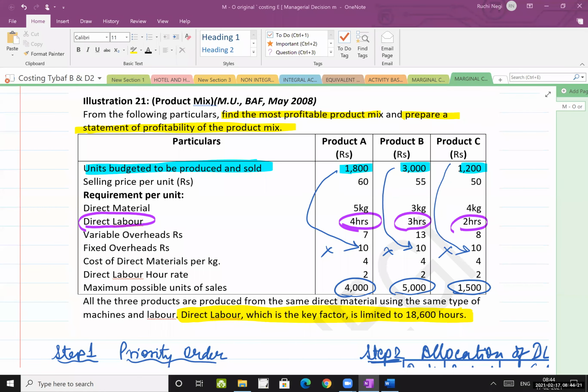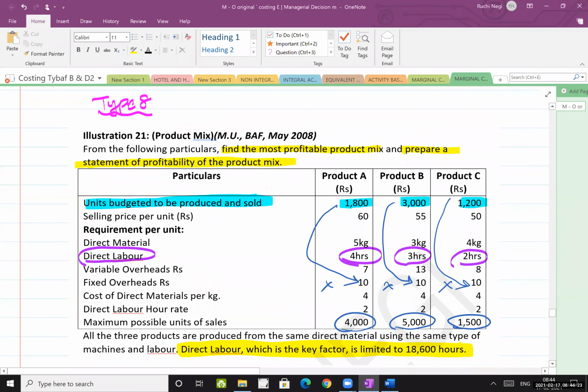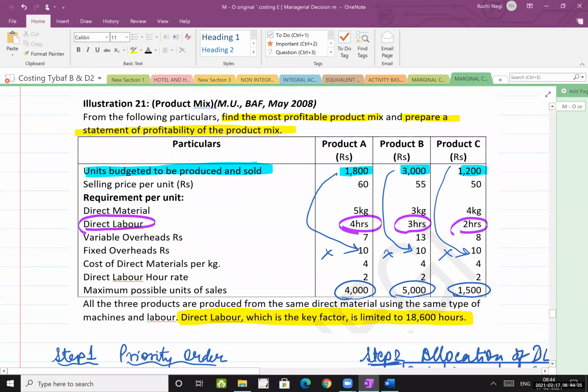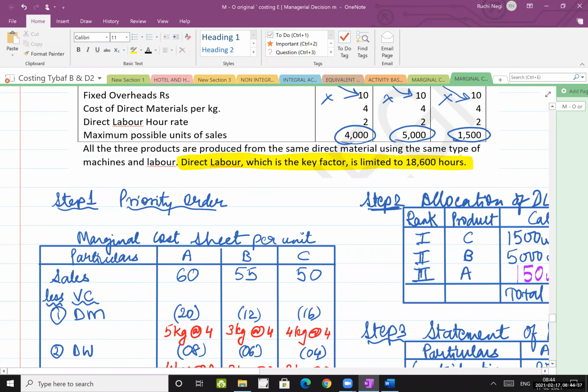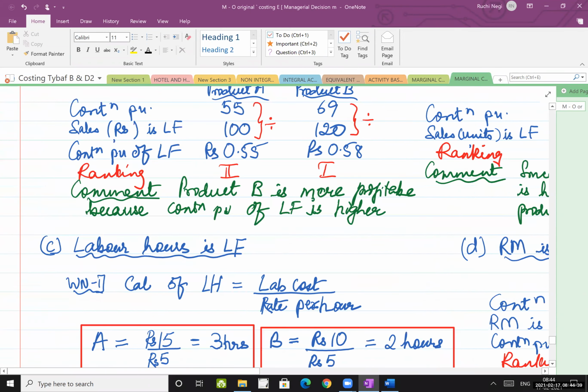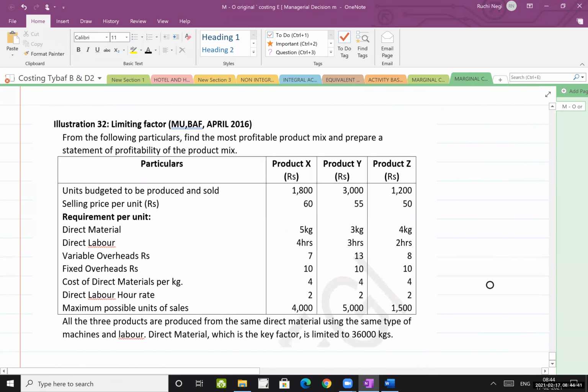Okay. Now students, listen carefully. Huh? The same question. Okay, this same question, May 2008. Question number 21. We have already done this one, right? Now, I will switch over to a similar question. You will find how similar the question is.